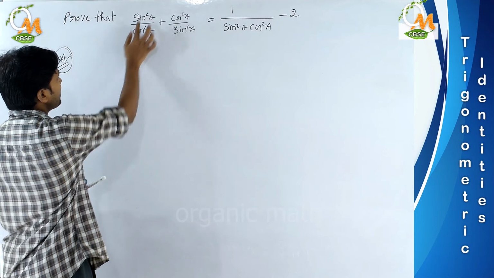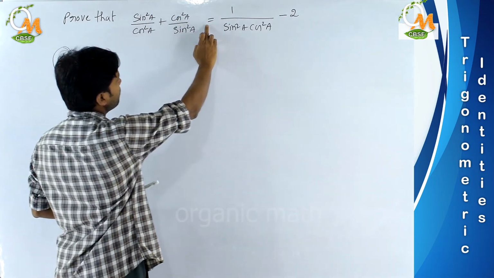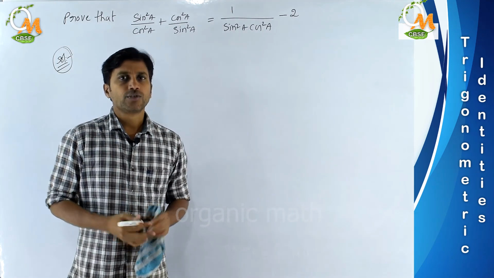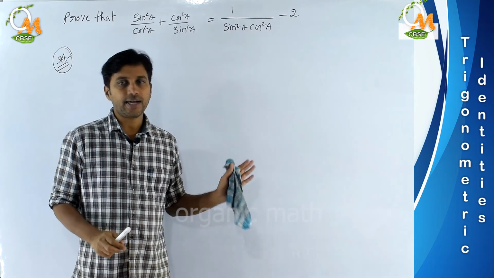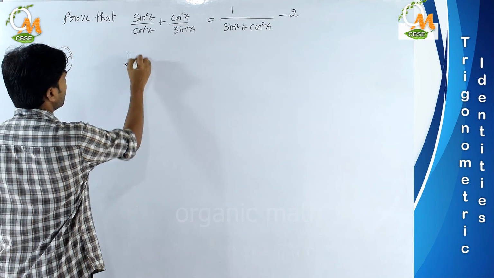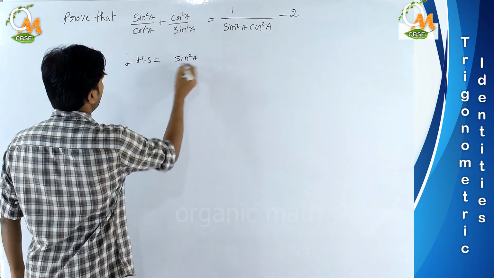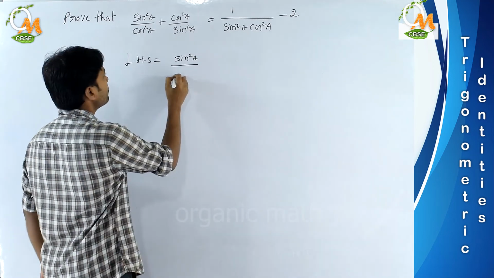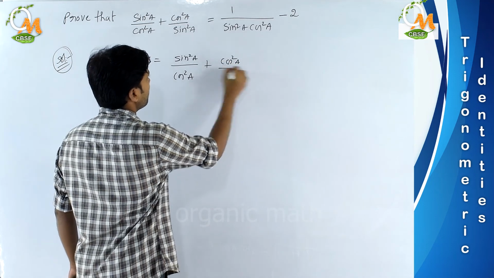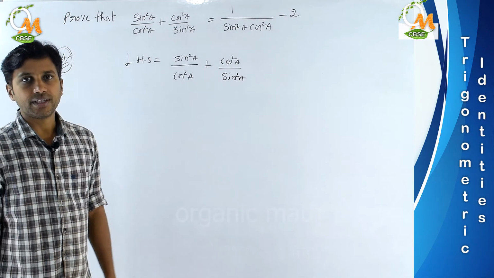Here we need to prove that sine square a by cos square a plus cos square a by sine square a will be equal to 1 by sine square a cos square a minus 2. Got it? So as usual, we'll take LHS and obtain RHS. LHS will be equal to sine square a by cos square a plus cos square a by sine square a. Right? We have been given this LHS part.